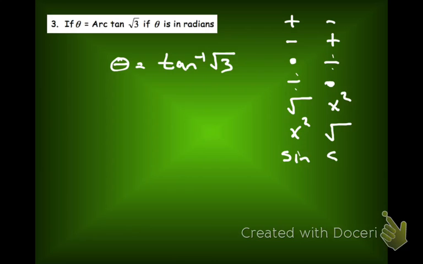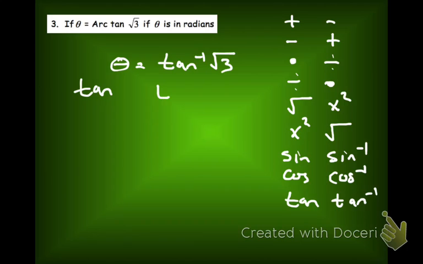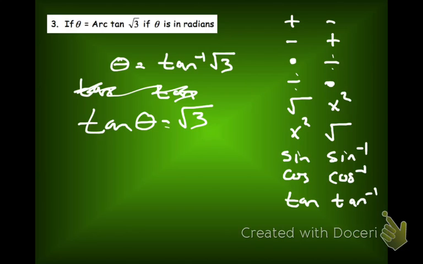Sine is undone by arcsine. Cos is undone by arccos. And tan is undone by arctan. So you're going to take the tangent of both sides. That is not what I meant to say. I apologize about that. What I actually meant to say was that tangent of theta is equal to radical 3.